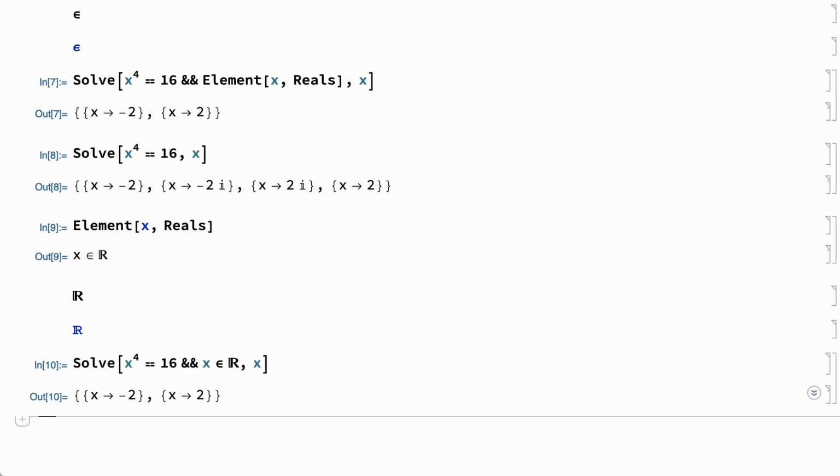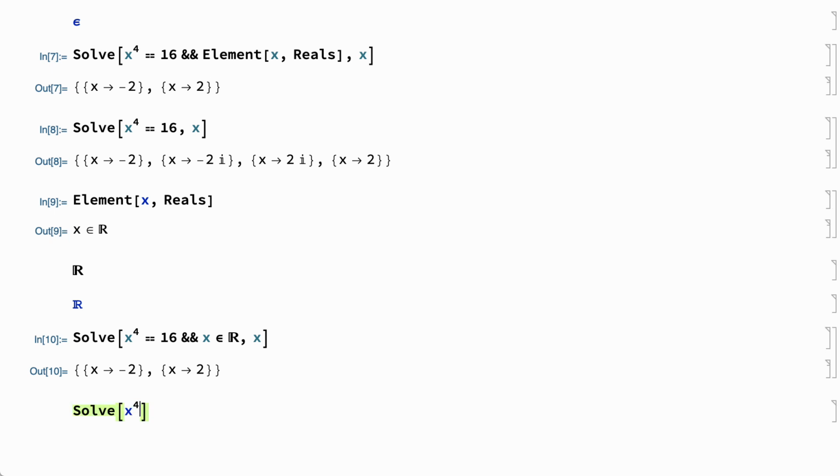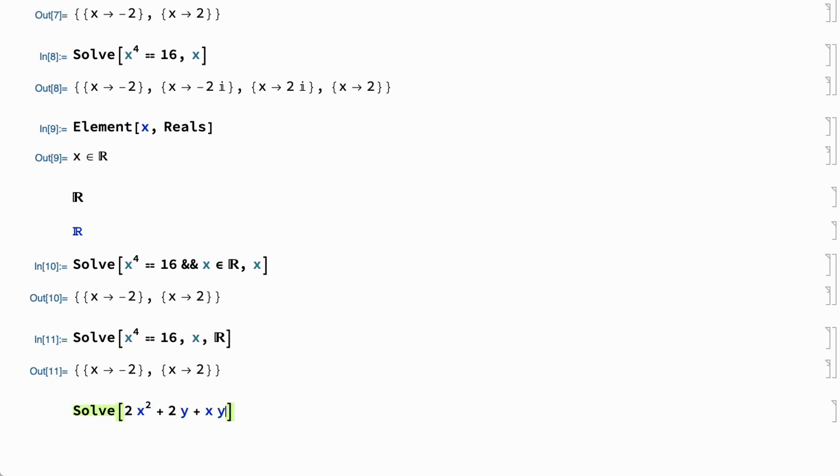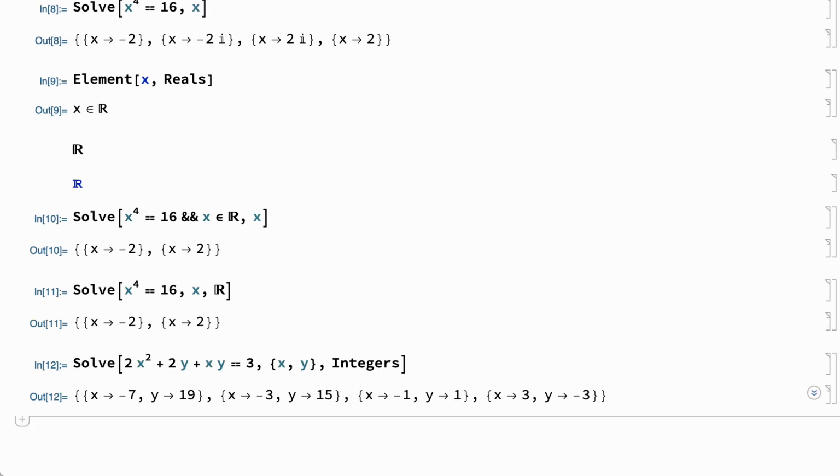The condition that x and any other parameters in the input must be real can also be entered by including Reals or the Reals character as the third argument in Solve. In addition to Reals, there are several other common domains. For example, this shows Solve restricted to the domain Integers, so the result shows only integer solutions for this equation.